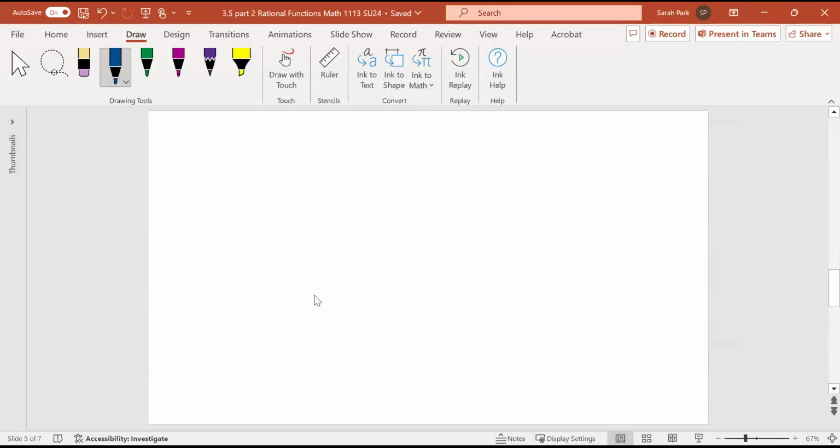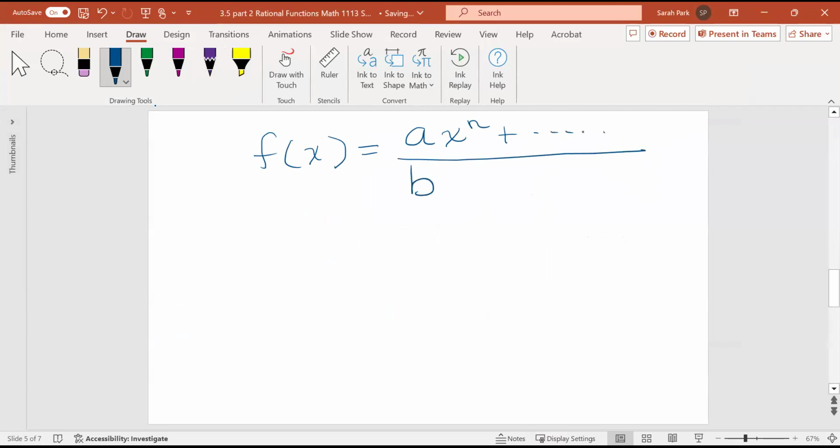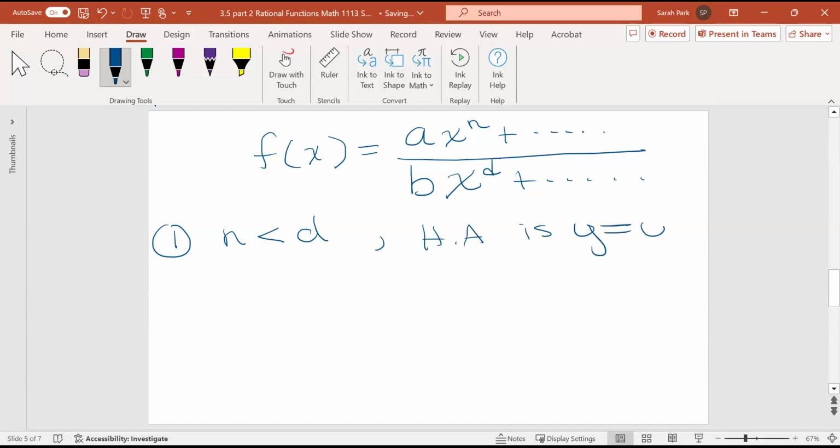and do a summary of the 3 types. If you have a function with ax to some degree n, plus other terms that are irrelevant, divided by bx to some degree d for denominator, plus other irrelevant terms, the first case is when the degree of the numerator is smaller than the degree of the denominator. Then your horizontal asymptote is y equals 0.